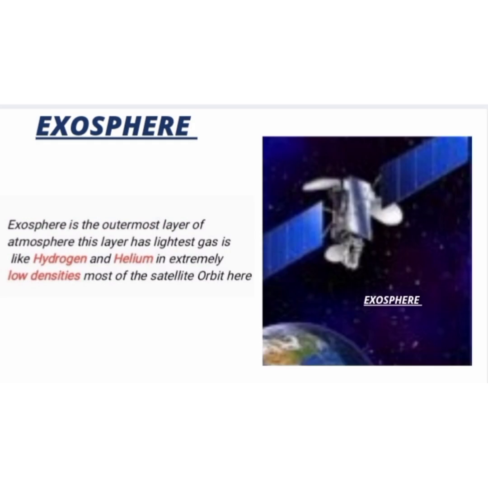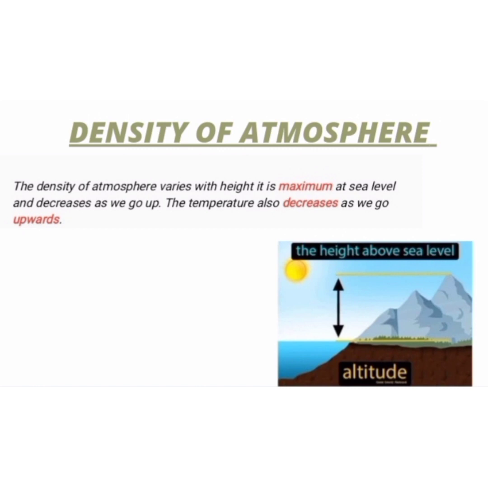Now let's study about exosphere. Exosphere is the outermost layer of the atmosphere. This layer has the lightest gases like hydrogen and helium in extremely low densities, and most of the satellite orbits are here.